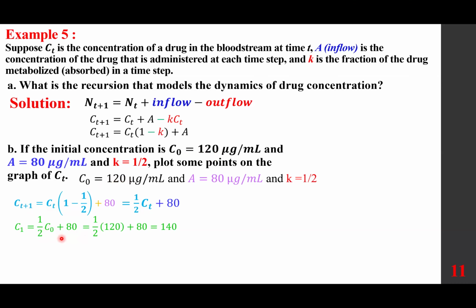Let's do one more. C sub 2, according to this formula, is half of C sub 1 plus 80, half of the previous one. And C sub 1, over here, we have 140. So half of that, which is 70, plus 80, makes it 150.